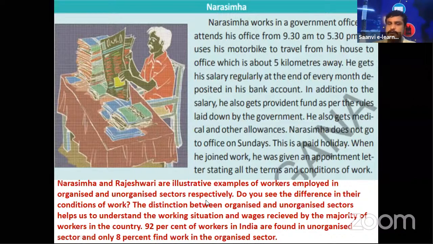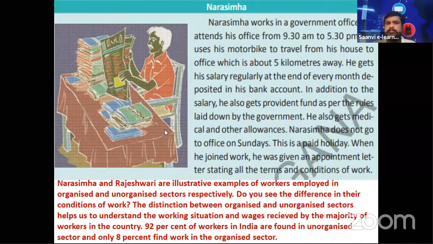Okay, this is the difference between two persons. One is Rajeshwari and the next, remember these names, Narsimha. So finally here, Narsimha and Rajeshwari are illustrative examples of workers employed in the organized and unorganized sector respectively. Do you see the difference in their condition of work? Absolutely. What differences do we find? Rajeshwari may or may not get a job some days, and other days she won't have any job. At the same time, Narsimha is a permanent employee and has work throughout the year. He is getting correct remuneration, or salary, for his work.